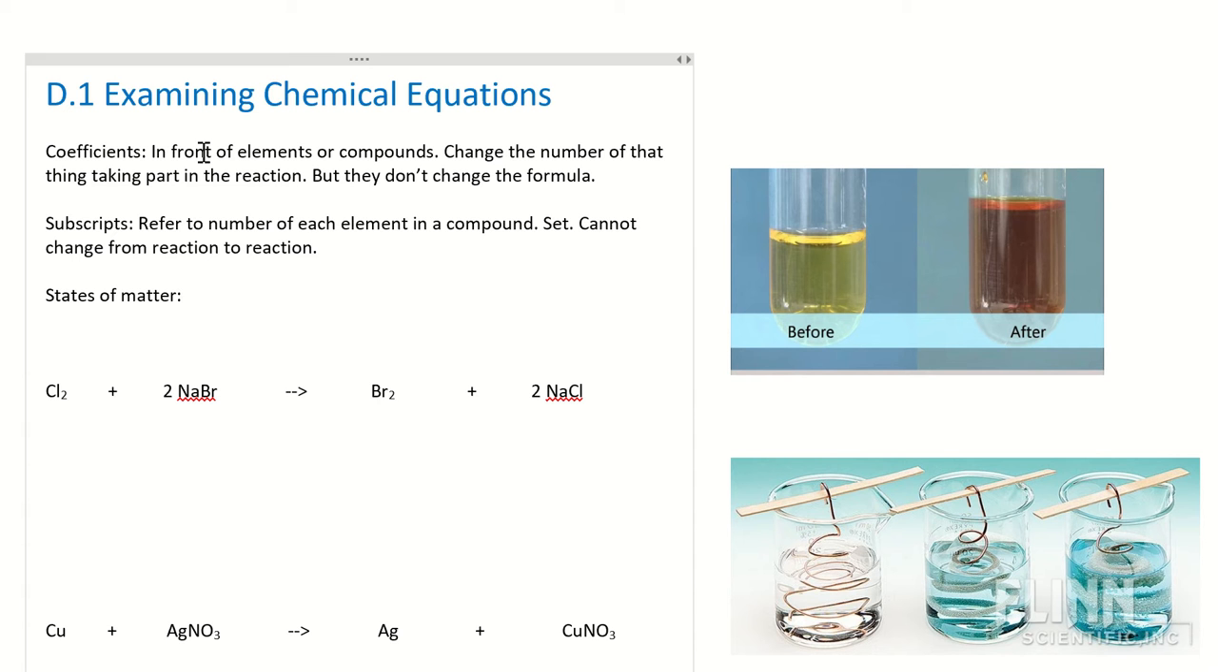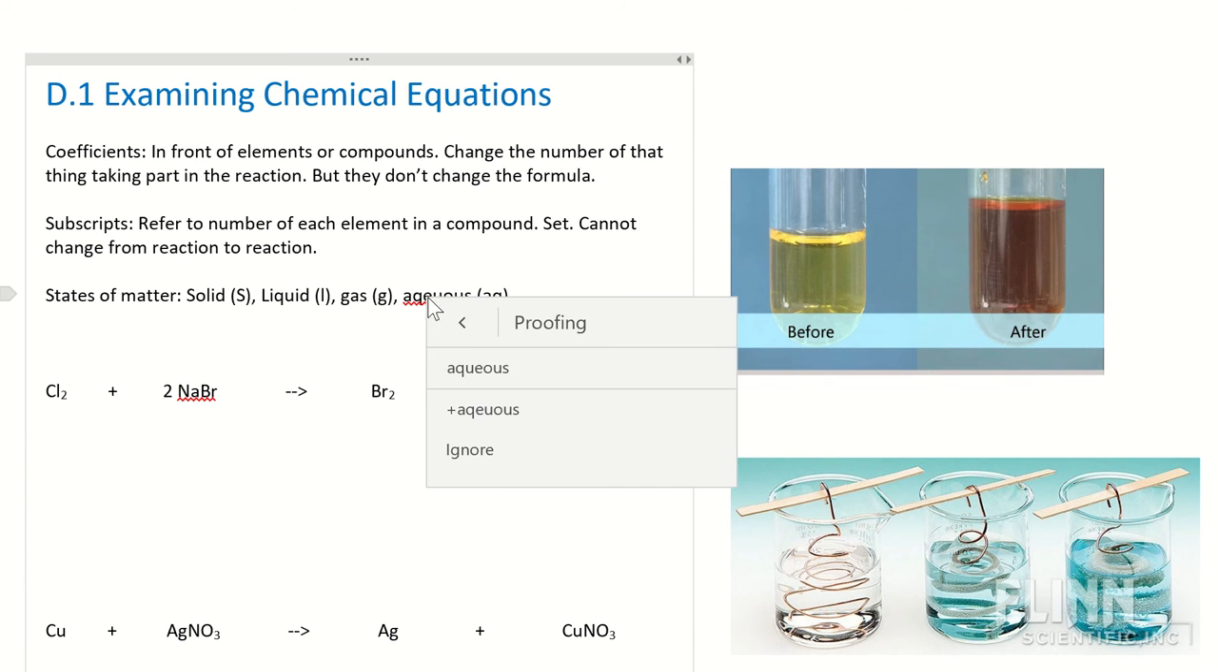And finally, we have some states of matter. We can denote the state of matter or the phase of matter in a reaction by using some symbols. Solid is shown with a little s, liquid shown with an L, gases shown with a G, and finally aqueous, meaning dissolved in water, shown with an AQ. Aqueous should be spelled like that.